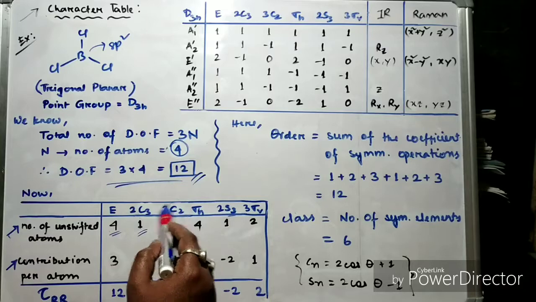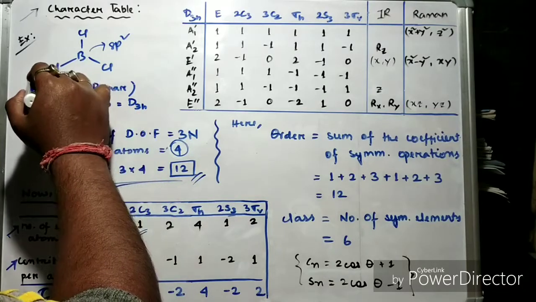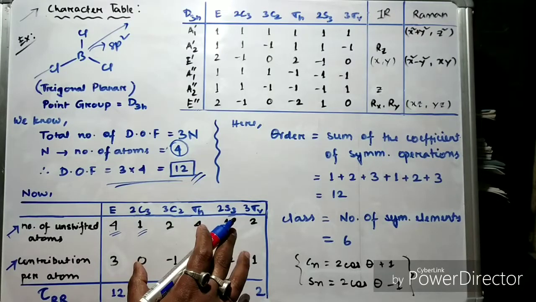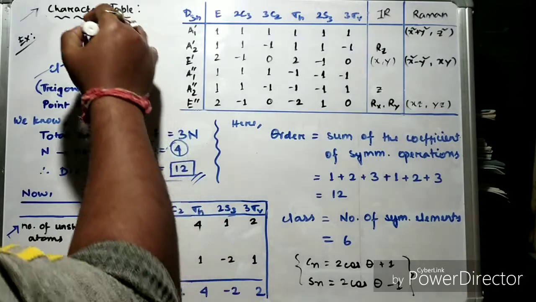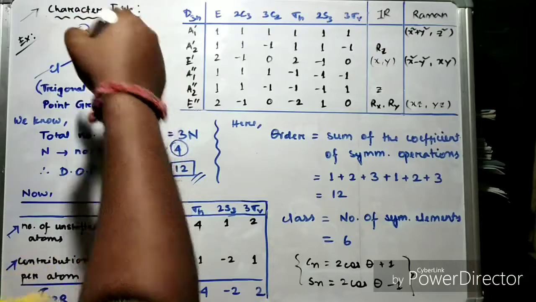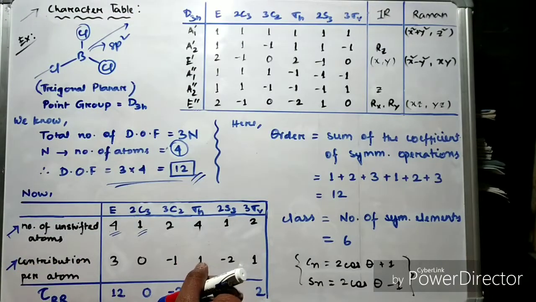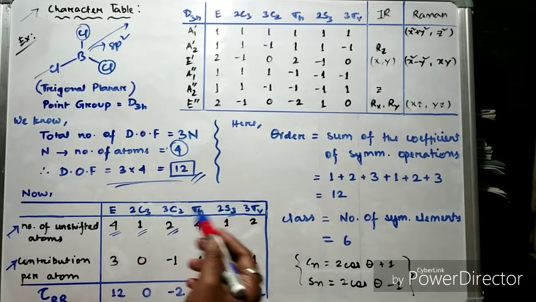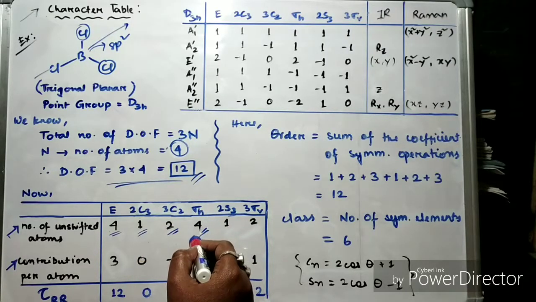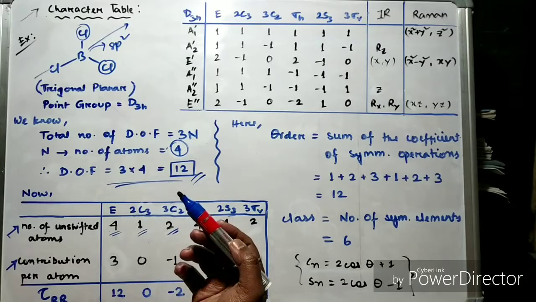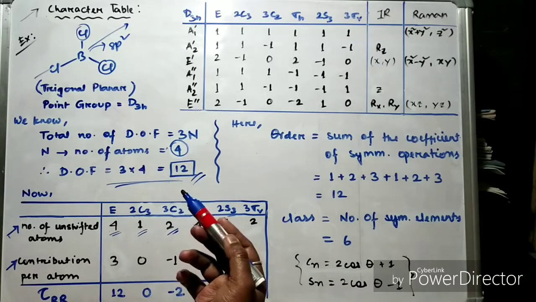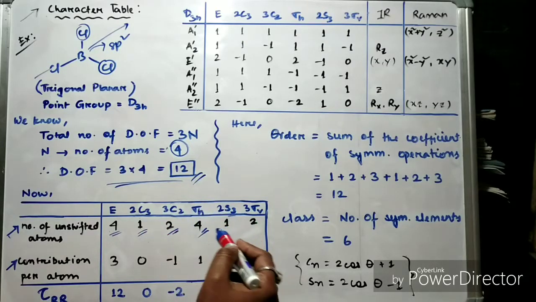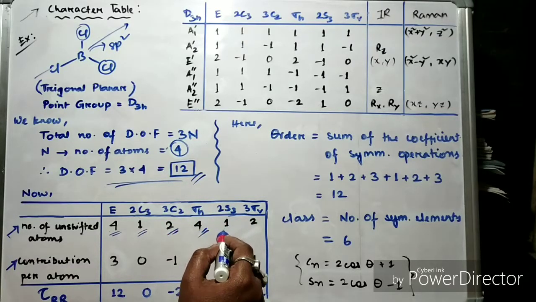For the C2 axis, we know that the C2 axis will pass through the Cl-B bond, chlorine and boron bond, and the other 2 chlorine atoms will rotate and change their position. So the unshifted atoms will be 2. The sigma h plane is the plane of the molecule, and as we know that the structure is planar, all these atoms will be unshifted. Therefore the number of unshifted atoms will be 4.